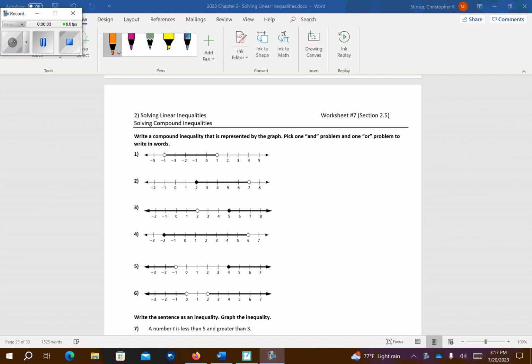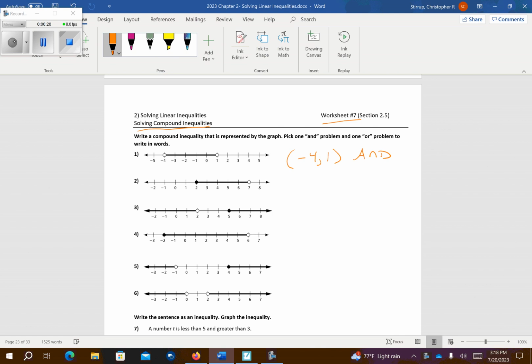Hi, CP Algebra 1. This is SLI, Chapter 2, Worksheet number 7. We want to make the compound inequalities. So this is going to go from -4 to 1. This would be an AND problem, both soft brackets because of that.